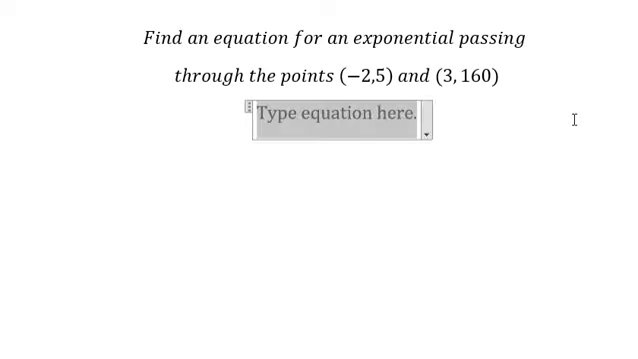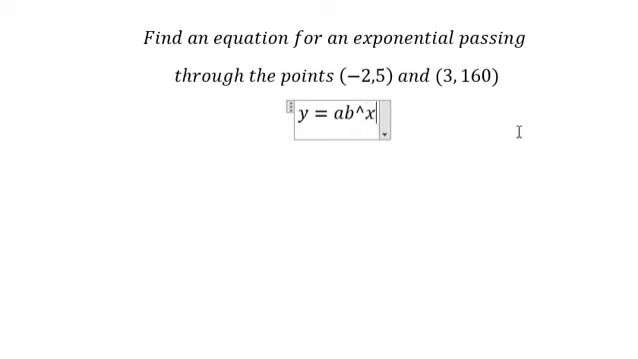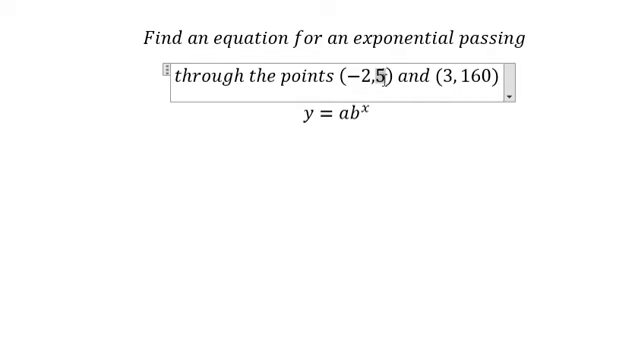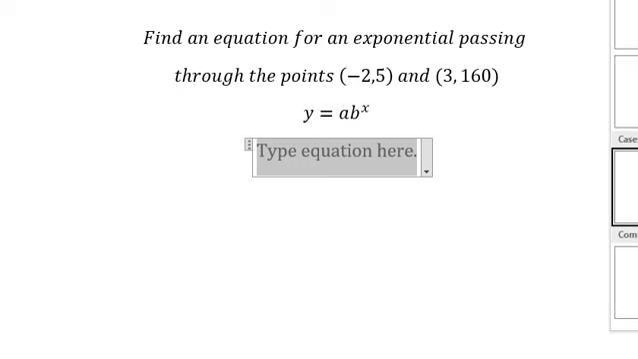The first thing we have is y equal to ab to the power of x. We know that this is about x, this is about y, x, y. And now, because they have 2 points, that means we need to create the system of equations.